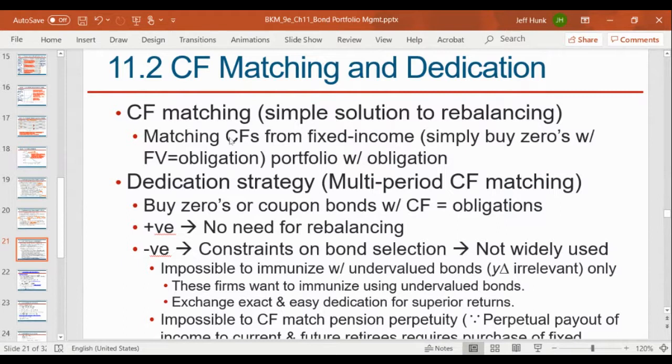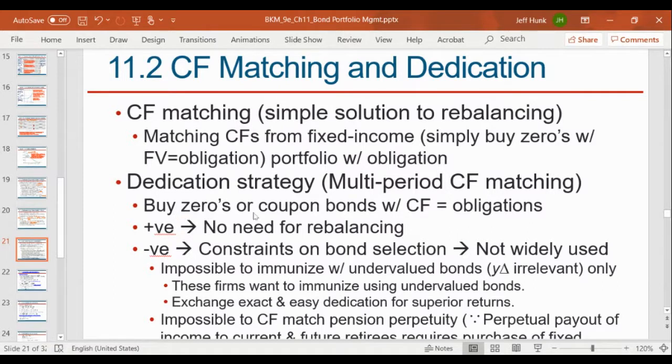What is cash flow matching? Matching cash flows from fixed income. So if you simply buy zeros, right? With future value equal to the value of obligation, then because the zero coupon bond's duration is the same thing as maturity, right? And at maturity, the future value of zero coupon and the obligations are matched, right? So no need to rebalance. Simply at maturity, the future value of zero will be exactly equal to that, right?